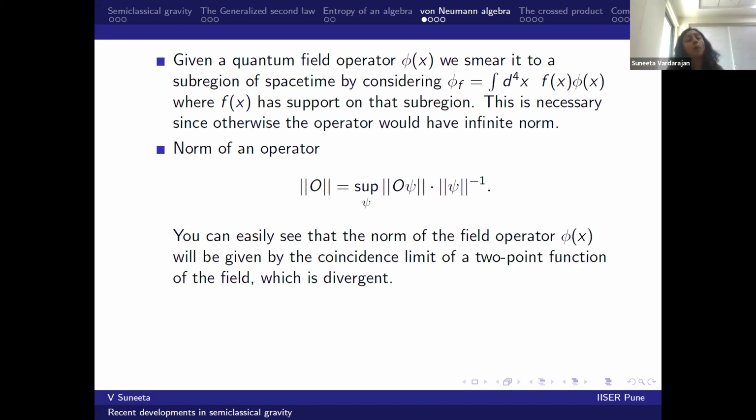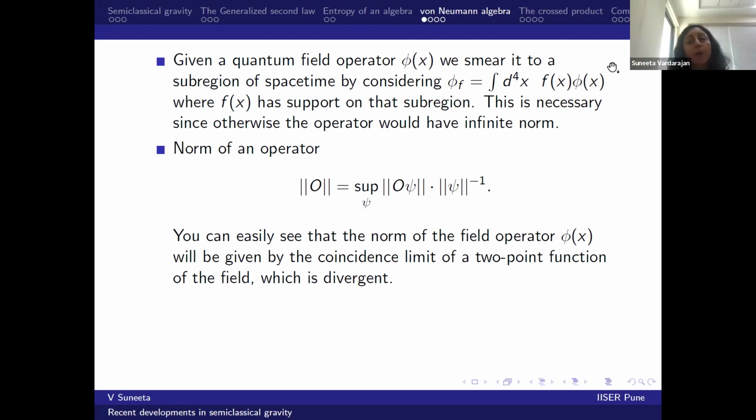So what is the norm of an operator? The norm of an operator which is acting on a Hilbert space is given as follows: norm of O is equal to, you make O act on psi, where psi is any Hilbert space state. Then you find the norm of O psi, the usual Hilbert space norm. Multiply that by the norm of psi inverse. You take this product and you find out the state for which it is the maximum, and that maximum you call the norm of this operator. Now, if you were to put, instead of O, the field phi of x into this formula, then this norm would turn out to be proportional to the 2-point function of the scalar field, in the limit where the 2 points coincide. And you know from quantum field theory that the 2-point function in the limit of coincidence is divergent. So this norm would actually be infinite.